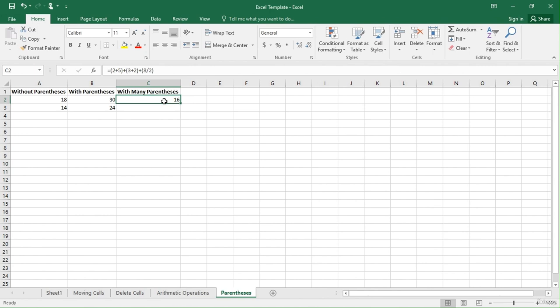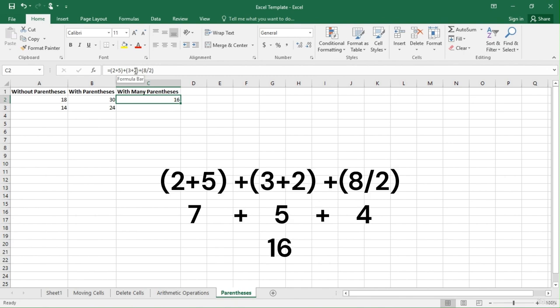What does this mean? It first calculated all the values in the bracket. So 2 plus 5 is 7. 3 plus 2 is 5. So 5 plus 7 is 12. Now, 8 divided by 2 is 4. Now, 12 plus 4 gives us 16. This is how we have here.